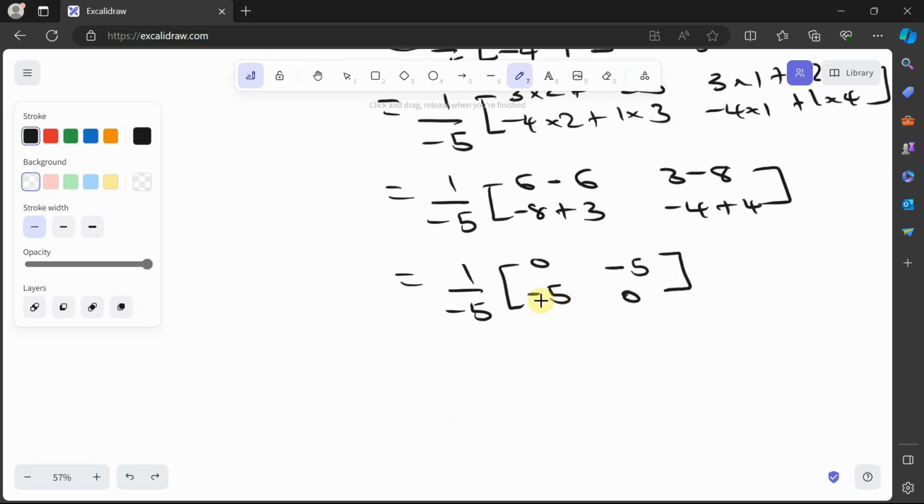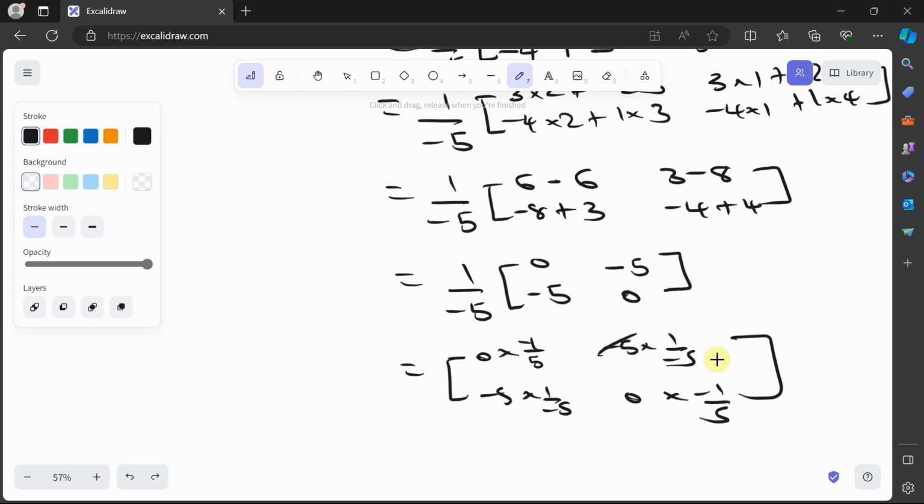Now, is it not easier for me to now multiply each of these by 1 over minus 5? Yes, it is way easier. So if I do that, that will be 0 times minus 1 over 5, minus 5 times 1 over minus 5, minus 5 times 1 over minus 5, 0 times minus 1 over 5. Anything multiplied by 0 is 0. Minus 5 will cancel minus 5. Minus 5 will cancel minus 5. So I'm left with what? 0, 1, 1, 0. So this is the answer of our n.